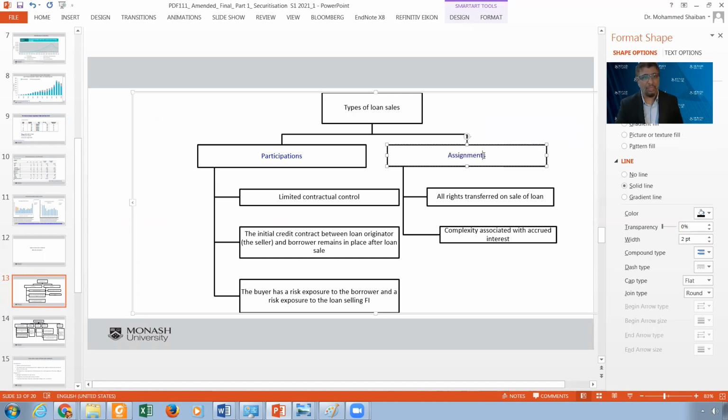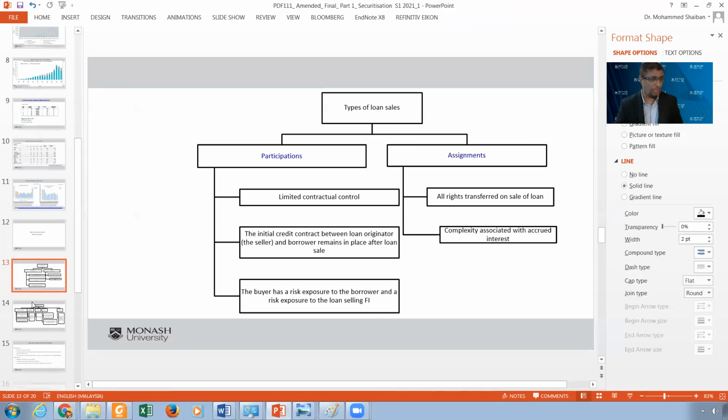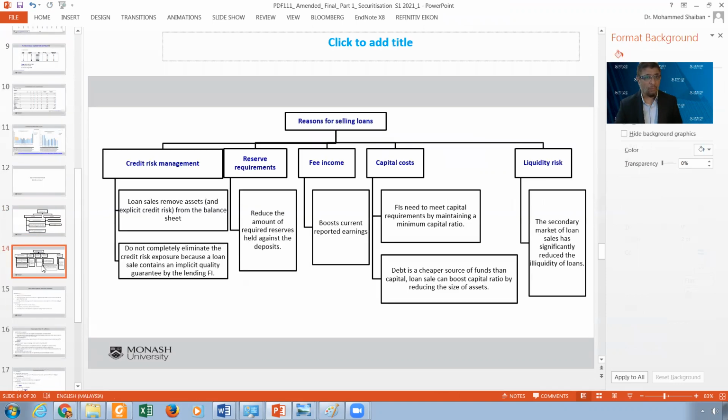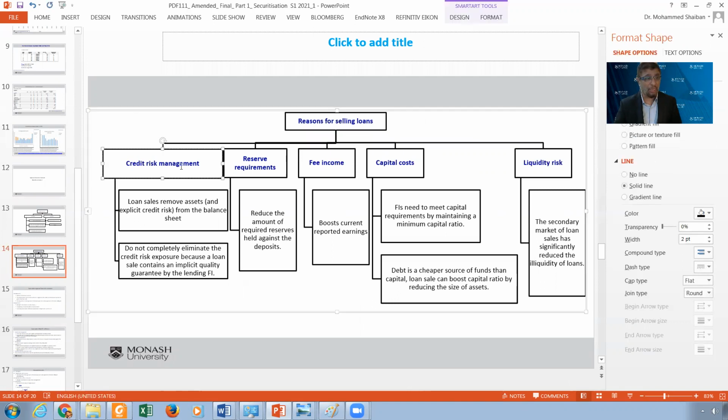So assignment is actually you sell the loan, and it will be the business of the buyer to take care of any credit risk. Now, why do we sell loans? We already talked about the interest rate risk, but there are also some other things. We can do credit risk management. When you move the loan from your balance sheet, actually you move the loan with all of its problems.